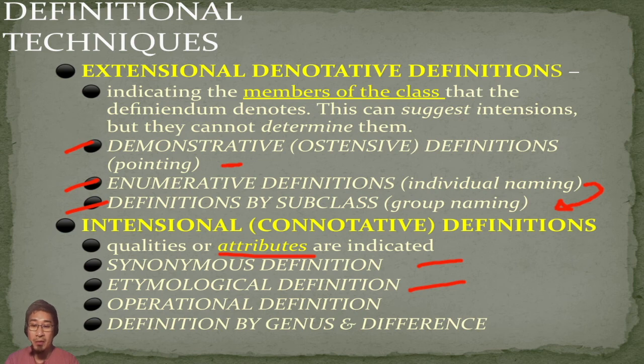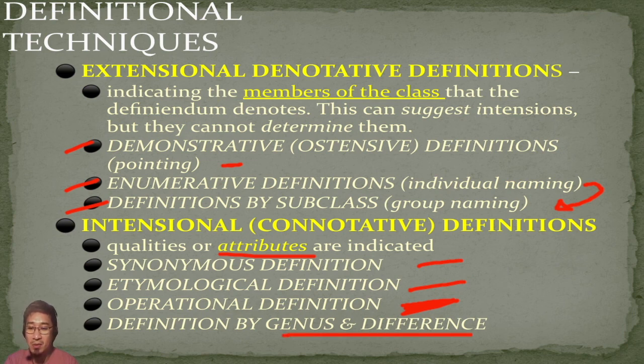For operational definition, ang titingnan natin dito is the definitions. Definitions requires to have an action description to prove the operation of the definiendum. Ulitin ko, yung definitions natin under operational definition should have a certain action. It requires a certain action or operation to prove and justify the definiendum. Okay, so ibig sabihin, pwede dito yung science. Hindi lang naman science, basta it requires a certain action to prove something. Okay, last is genus and difference.